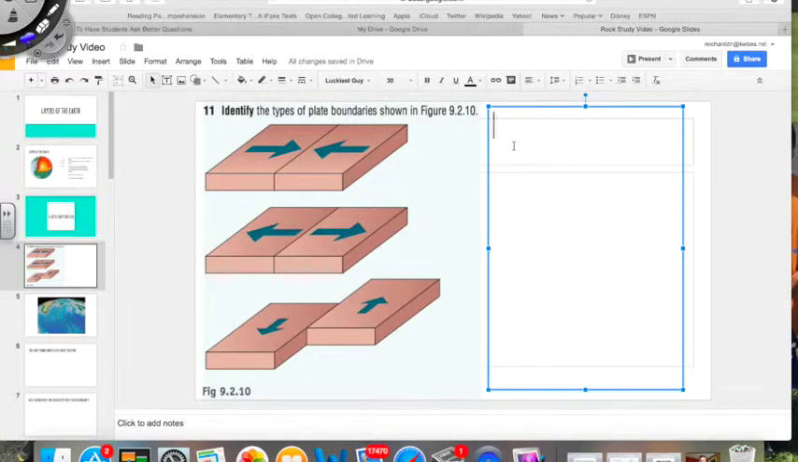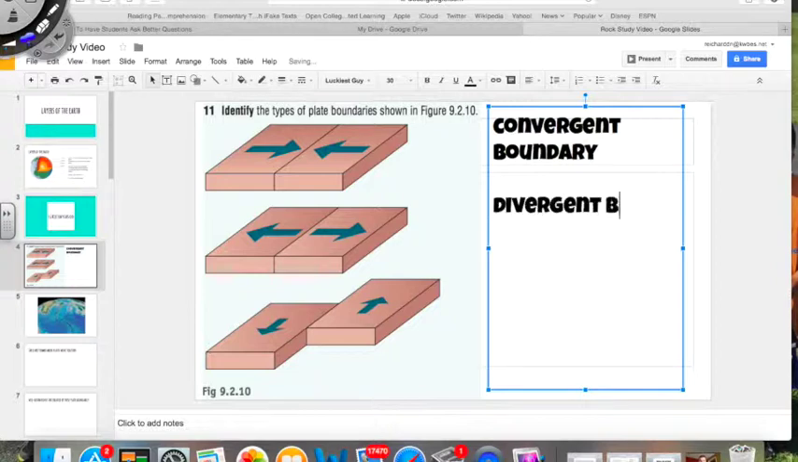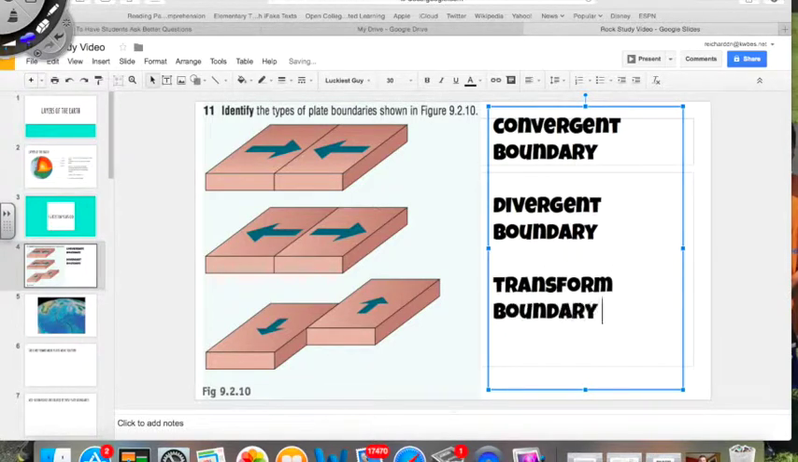So the first one, where the 2 plates are crashing in together, would be called a convergent boundary. And then the boundary where the plates are moving away from each other would be a divergent boundary. And remember, if we know the meaning of the words convergent and divergent, then that should make a lot of sense to us. And then the final one would be a transform boundary, or we could also call it a strike-slip boundary. So: convergent boundary, divergent boundary, transform or strike-slip boundary.